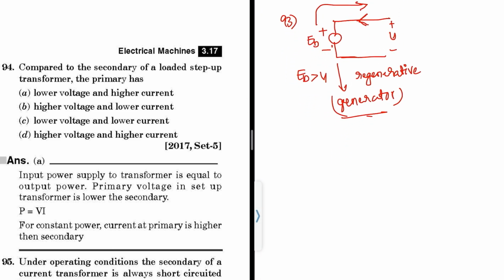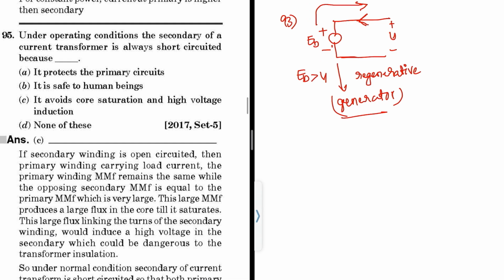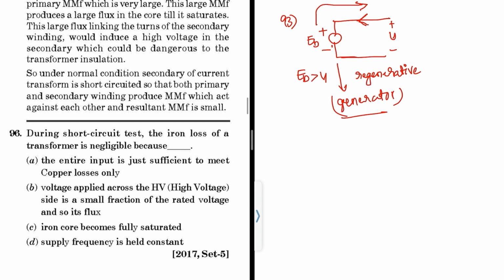Compared to the secondary of a loaded step up transformer. Step up means the secondary voltage is greater than the primary voltage, and the secondary current is less than the primary current. They asked about the primary, so the primary has low voltage and high current. So the answer will be A. Next, under the operating conditions, the secondary of a current transformer is always shorted. I already explained this in the initial video. So the answer will be C, for the core saturation and high voltage induction.